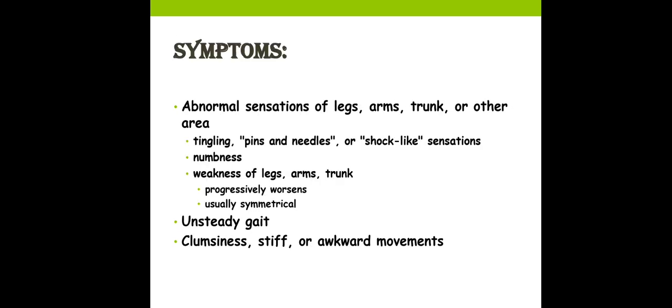Now what are the symptoms? So basically it follows the nervous system damage symptoms. Abnormal sensation of the legs, arms, trunk or other areas. Tingling, pins and needles or shock-like sensation, numbness, weakness of the legs, arms and trunk, which progressively worsens and is generally symmetrical. So there will be paresthesia, which is also known as pins and needles sensation, numbness and weakness of the extremities. There will be an unsteady gait, clumsiness, stiff or awkward movements.